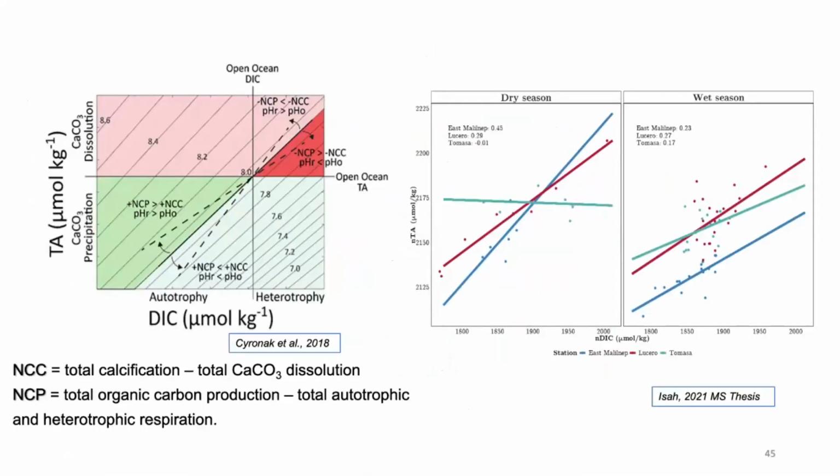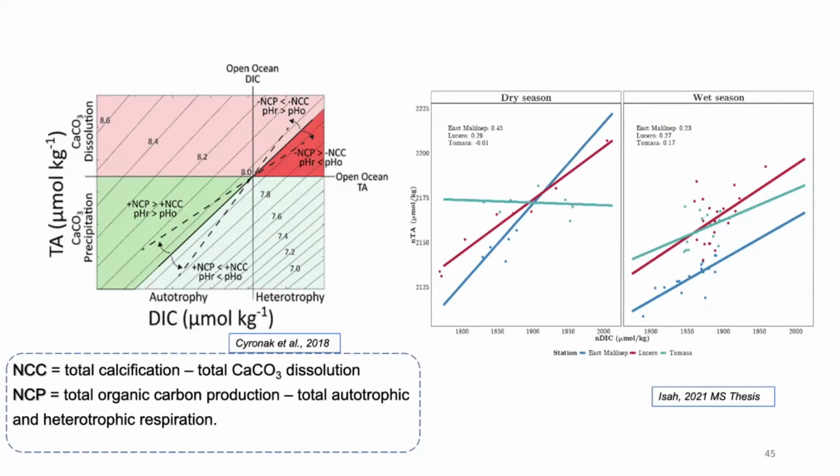With information on pH and other carbonate parameters, we can get insights on the community metabolism in a reef area. For instance, as shown in the diagram on the left, the slope of total alkalinity and DIC will suggest whether there is net calcification or net production.